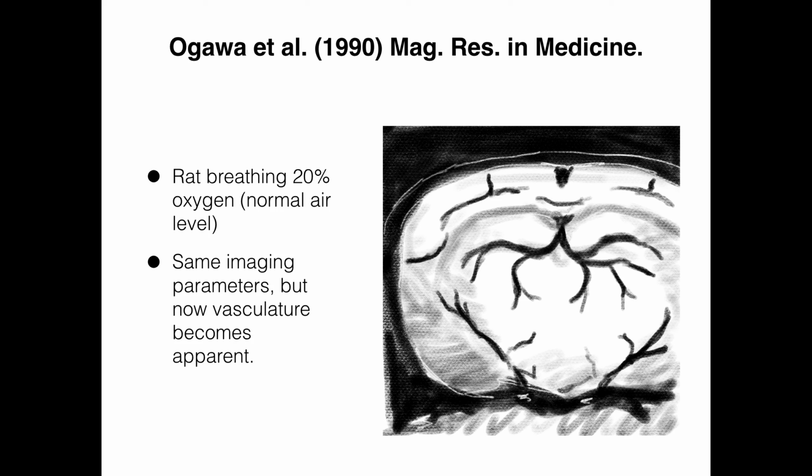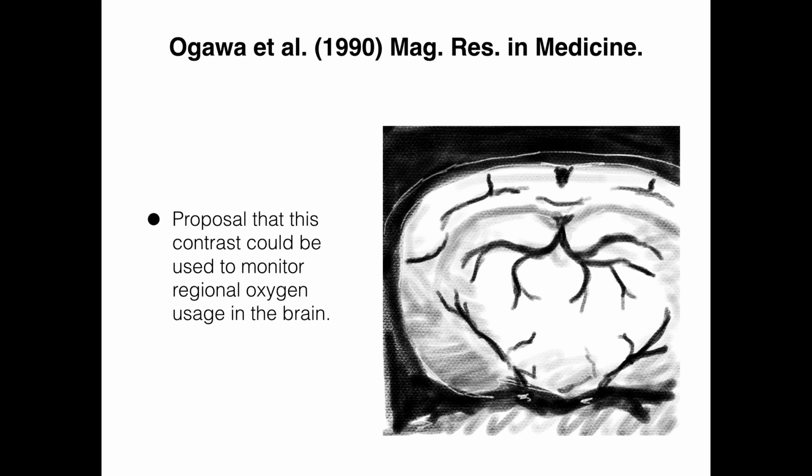The same imaging parameters were used, but now all of a sudden you could see the vasculature all over the brain become darker. So the deoxygenated hemoglobin, as it's getting drained away by the vasculature, that's where there's a drop in signal intensity. And so the proposal was that we're seeing a decreased signal for deoxygenated hemoglobin and enhanced signal wherever there's more oxygenated blood, so we can use this to monitor regional oxygen usage in the brain.